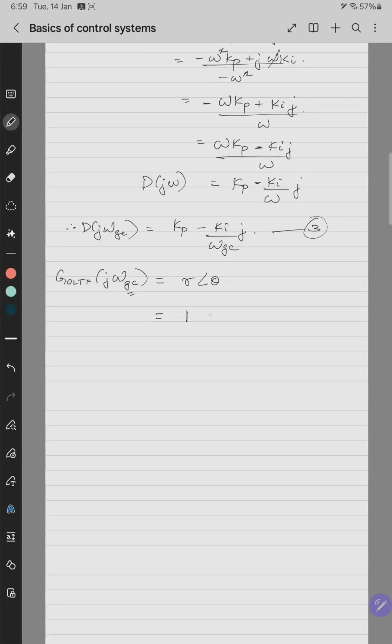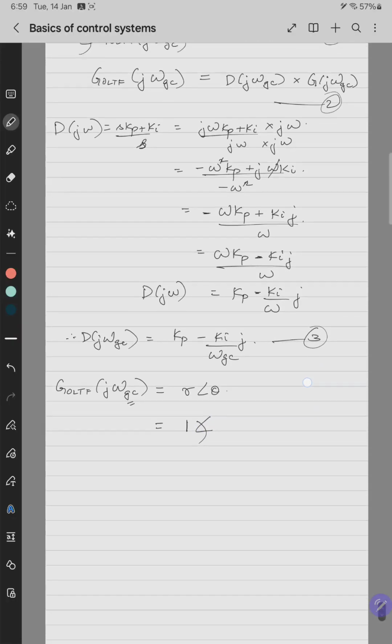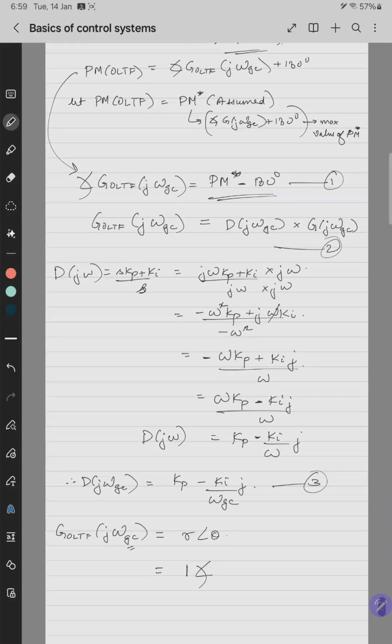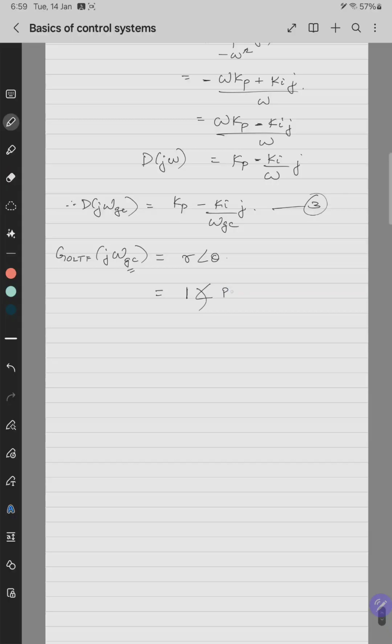Correct, it is 1. And what is the angle? What is the angle of G of OLTF? The angle of G of OLTF, using equation number 1, is PM star minus 180. This is whole in degrees. So this is equation number 4.